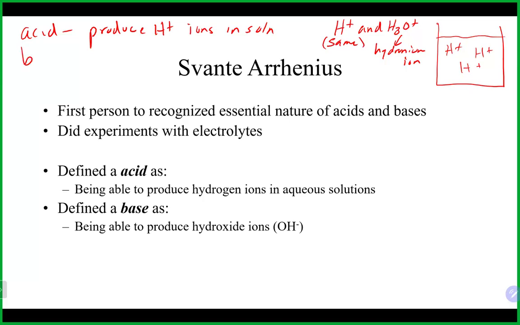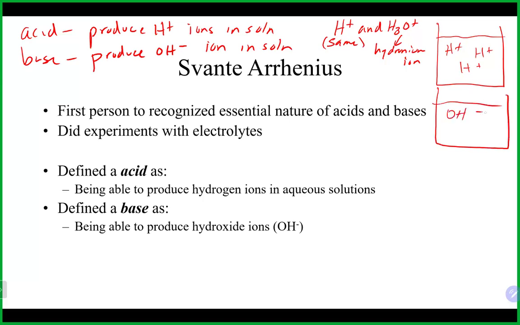Now, a base, as it says up there, is something that can produce OH minus or hydroxide ions in solution. And it's the same idea when we talk about hydroxide. We're talking about the ability to produce free floating OH minus in solution, not attached to anything, just freely floating around by itself, having a little swim in the summertime.